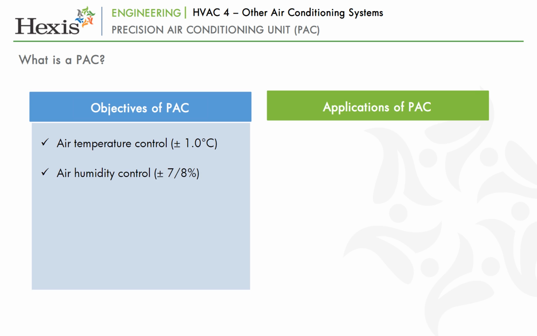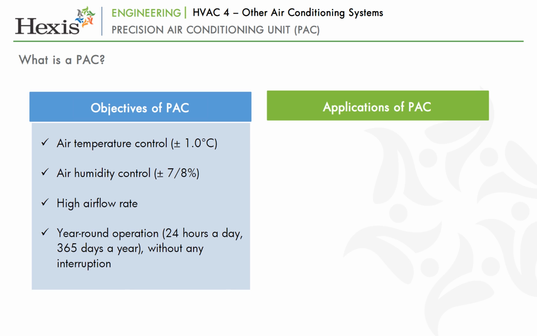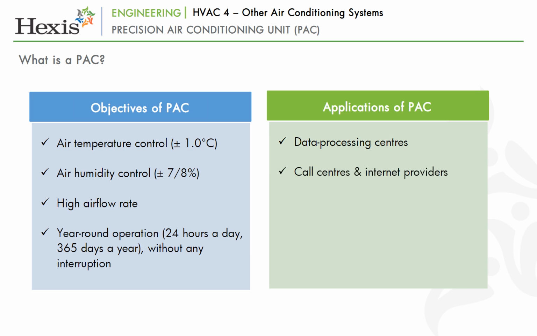Air humidity control plus or minus 7 or 8%. High airflow rate. Year-round operation, 24 hours a day, 365 days a year without any interruption. Precision air conditioning finds application in places like the following that require a technological environment characterized by high levels of heat value to dissipate. Data processing centers, call centers, internet providers, server rooms, control rooms, museums, luxury hotels.